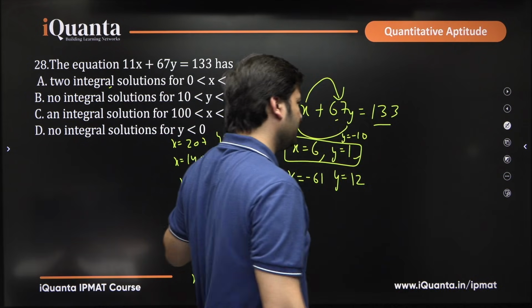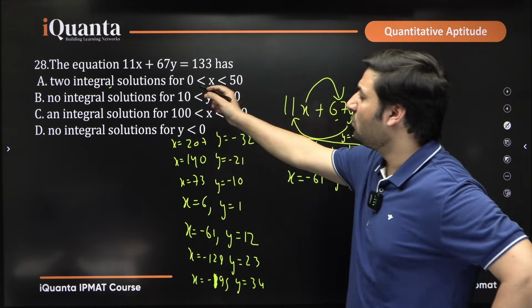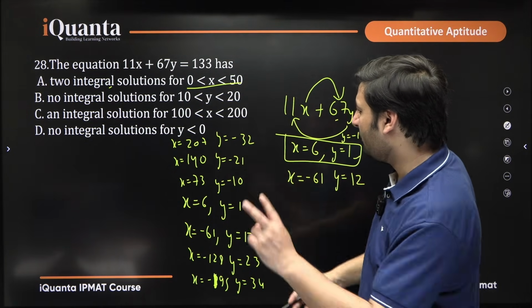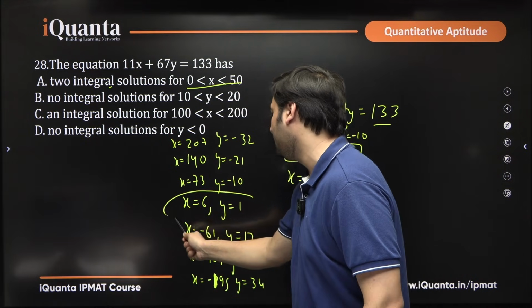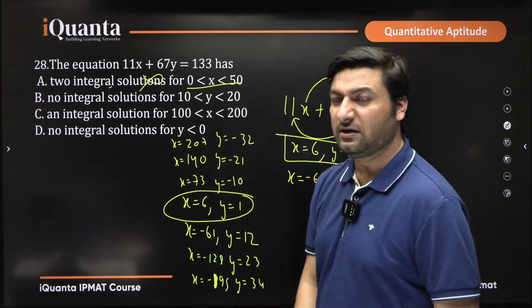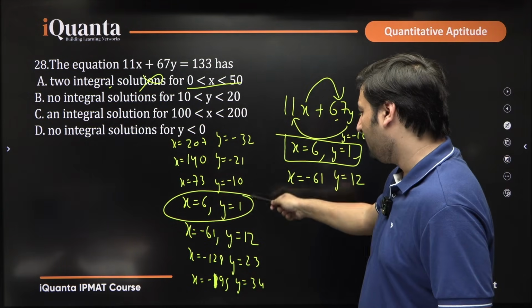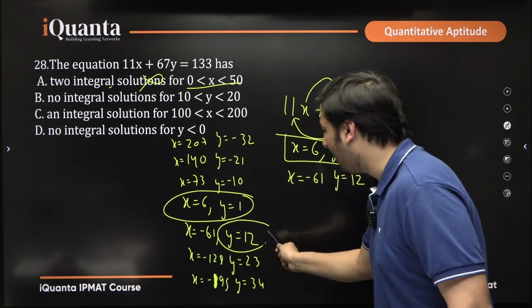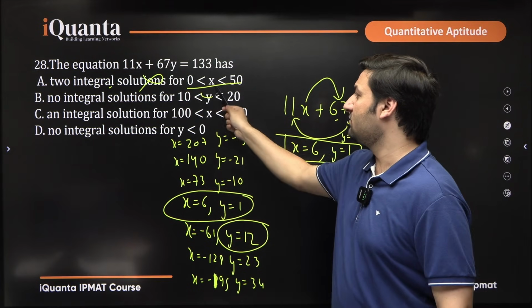Let us match the options now, they will give us a good idea. Do we have two integral solutions here between x equal to 0 and 50? Are there two values of x between 0 and 50 that are satisfying? No, there is only one value between 0 to 50 of x that is satisfying the equation, that is x equal to 6, hence this is wrong, okay. No integral solution for y between 10 to 20. Is there no integral solution between y 10 to 20? No, there is a solution at y equals 12, which is between 10 and 20. So this is also wrong.